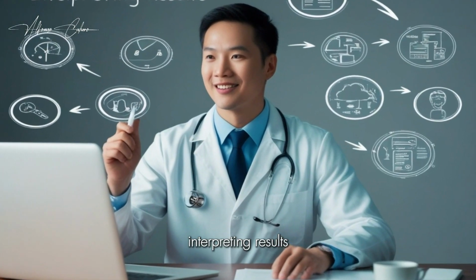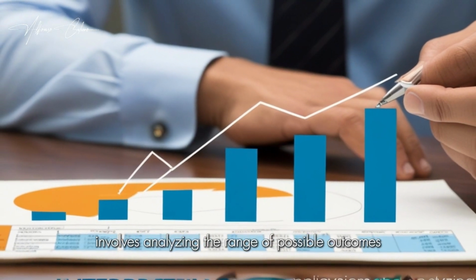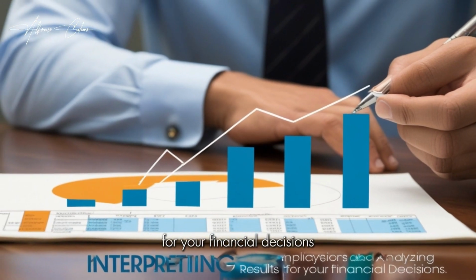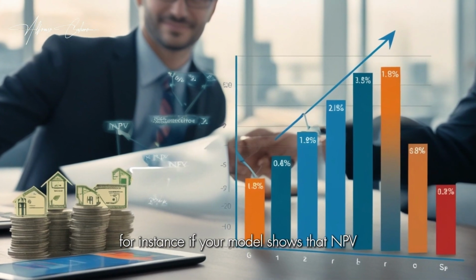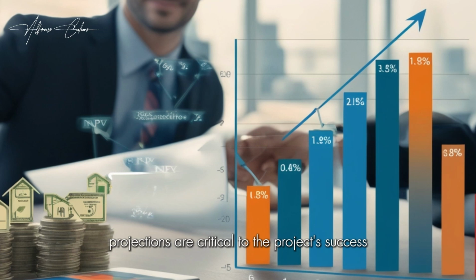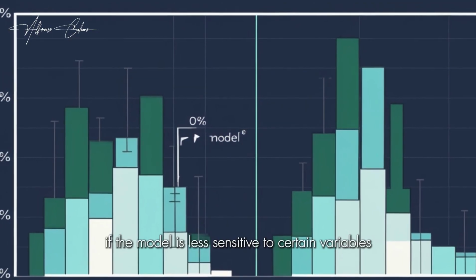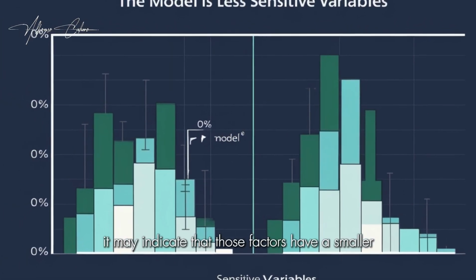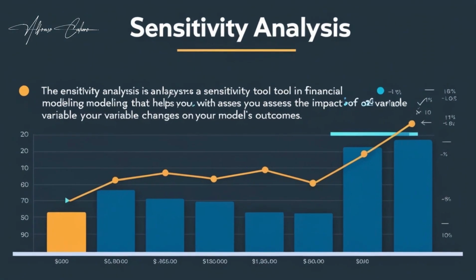Interpreting results. Interpreting the results of sensitivity analysis involves analyzing the range of possible outcomes and understanding the implications for your financial decisions. For instance, if your model shows that NPV is highly sensitive to changes in sales growth, it suggests that revenue projections are critical to the project's success. Conversely, if the model is less sensitive to certain variables, it may indicate that those factors have a smaller impact on the overall results.